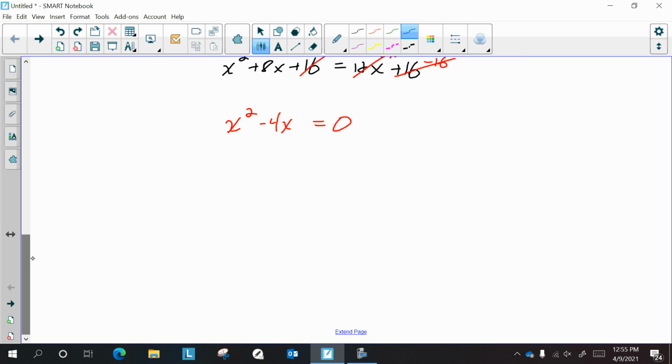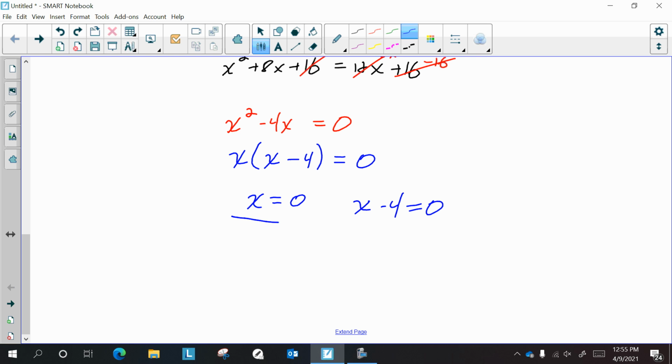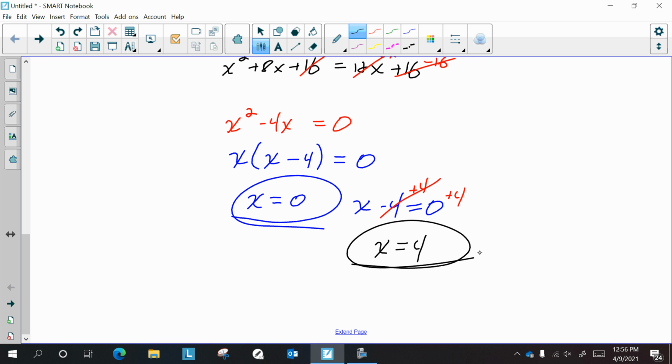So once we have a 0 on one side, we factor the other side. So we have a common factor of x. So if we take an x out here, we're left with an x. If we take an x out here, we're left with a minus 4. Set each factor equal to 0. So if we set the first factor equal to 0, x is already by itself. If we set the other factor equal to 0, we can add 4 to both sides and get x equals 4.